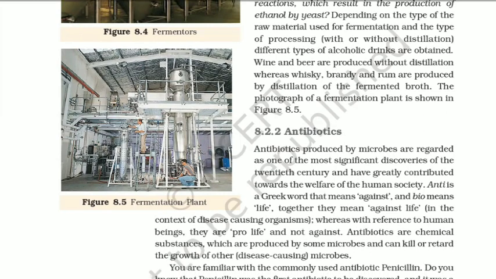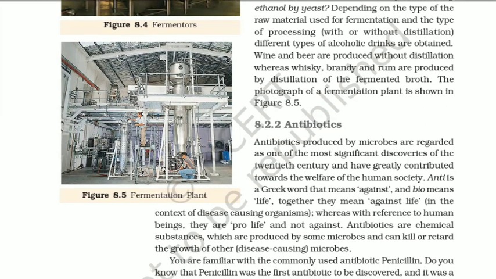The photograph of a fermentation plant is shown in figure 8.5. It's over here. 8.2.2 Antibiotics.